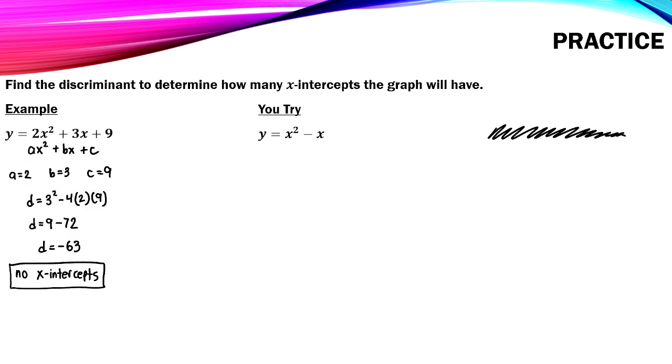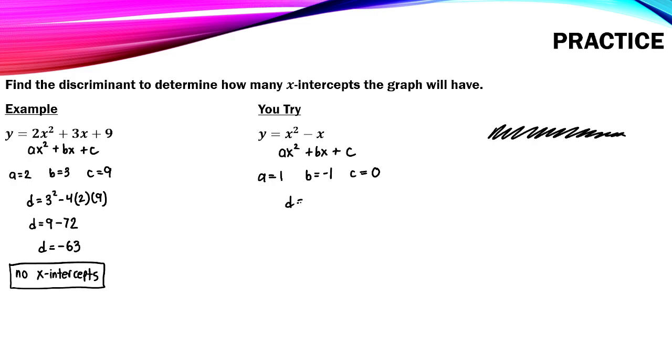All right, so for this one, notice that in our standard form, ax squared plus bx plus c, the c is missing. So again, if there's a term missing, we're going to use 0. Our a and b though, my a I have an invisible 1, my b I have an invisible negative 1, and then the c is going to be 0. So that's our a, b, and c.